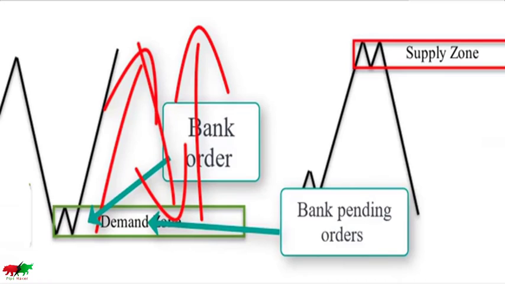Other financial institutions identify the demand zone and they decide to enter when the market returns to this area. This way, they are sure that they will trade in the direction of other banks and financial institutions, and this is why when the market returns to this zone, we note a very strong move up.